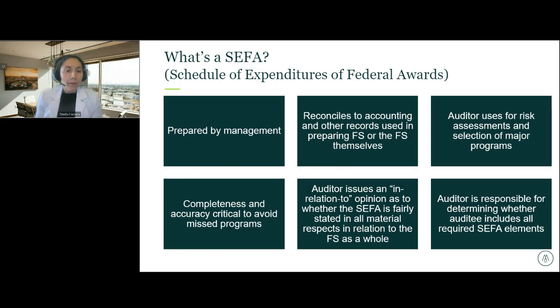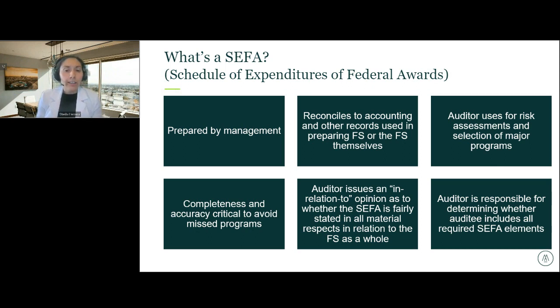So the first step in determining what your federal expenditures are is to prepare or create the SEFA, which is your Schedule of Expenditures of Federal Awards. This is something that management should be preparing, maybe quarterly, or if you're doing it once a year, really making sure that you know what all of your programs are that need to go into the SEFA. You want to make sure that the information that you have on the SEFA matches your financial statement system, your records, your financials. The underlying detail is important as we move further along in the audit.